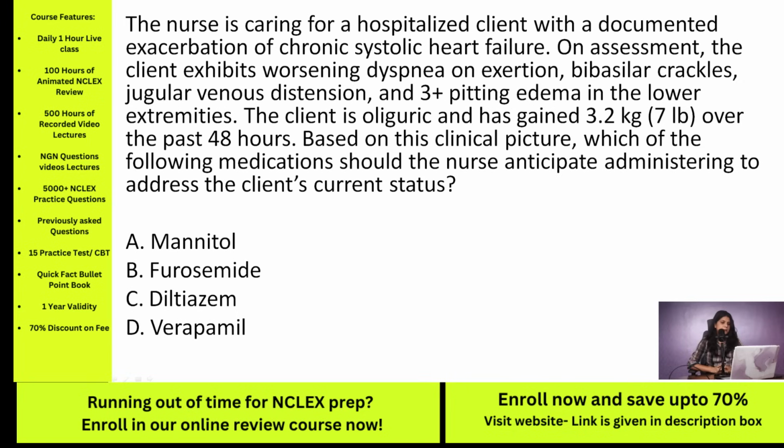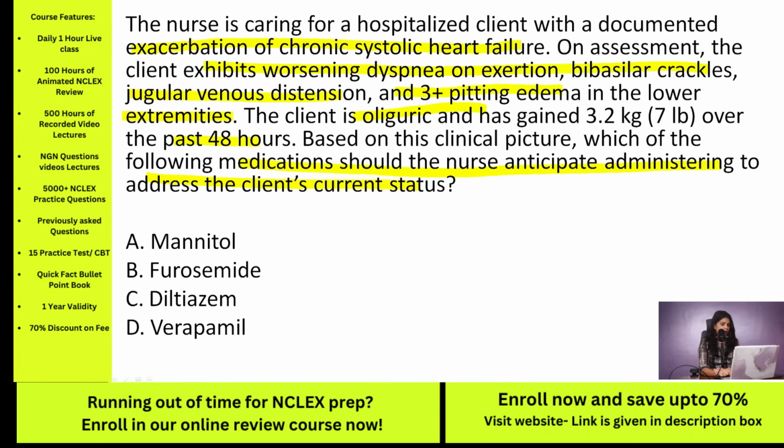The nurse is caring for a hospitalized client with a documented exacerbation of chronic systolic heart failure. On assessment, the client exhibits worsening dyspnea on exertion, bibasilar crackles, jugular venous distension, and 3+ pitting edema in the lower extremities. The client is oliguric and has gained 3.2 kilograms, or 7 pounds, over the past 48 hours. Based on this clinical picture, which of the following medications should the nurse anticipate administering to address the client's current status? Let's carefully go through the answer options together.